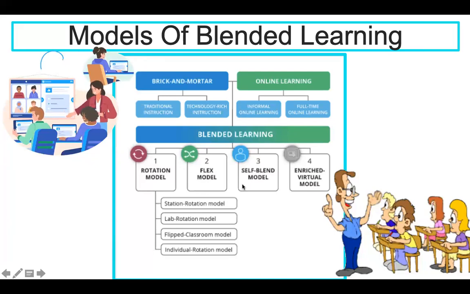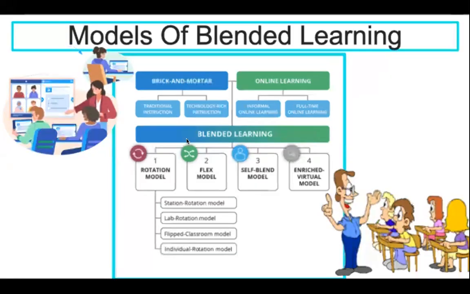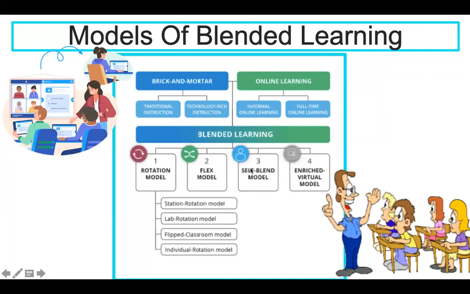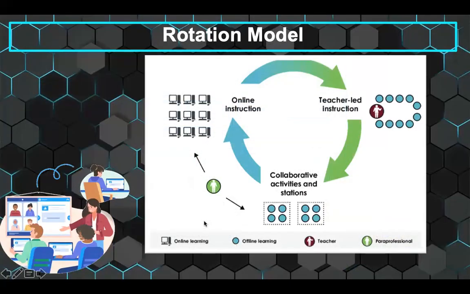Then we have different models which explain what blended learning is: the rotational model, the flex model, the self-blend model, and the enriched virtual model. We will see how we can explain these models to understand their working and features. First of all, let's talk about the rotational model. Educators are already familiar with the rotational model, where students within a single class rotate between a number of different learning activities.